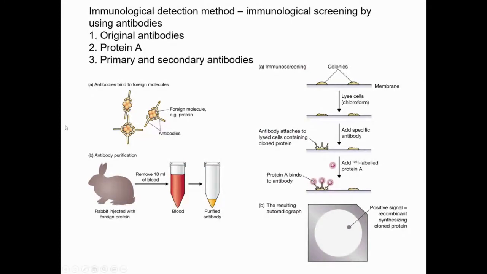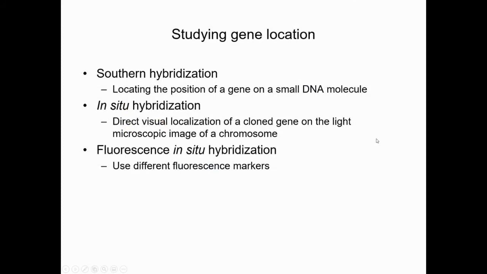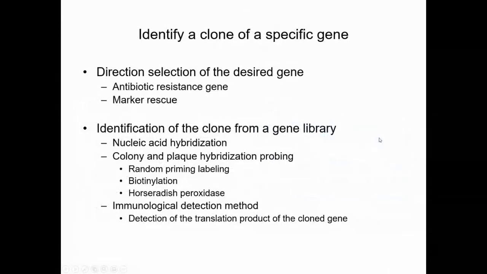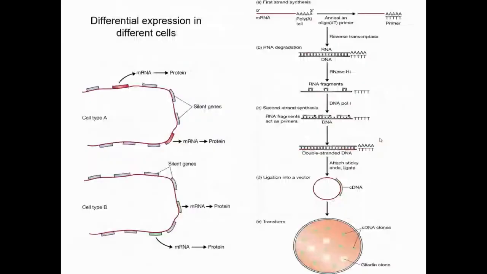And then for the immunological detection, immunological detection is just to use the antibody to find the protein in the library. Basically you prepare the antibody, and then you have the colony, you lyse the cell, and then you add the specific antibody to see which cell carries that specific protein. So this is called the immunological detection method, to detect the specific protein in the cell. That's basically how you identify a clone of a specific gene from the gene library, or genomic library, or cDNA library.